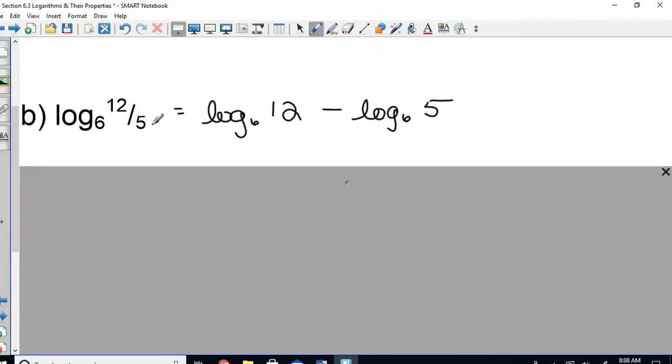If there is more than one thing on the bottom, you'll subtract off multiple pieces. We'll see that in a minute. But if I had like the bottom was maybe 5 times 7, you would then say minus the log base 6 of 7 as well. So if you have two things on the bottom, you subtract them both off. Anything on the top is positive, anything on the bottom is negative.